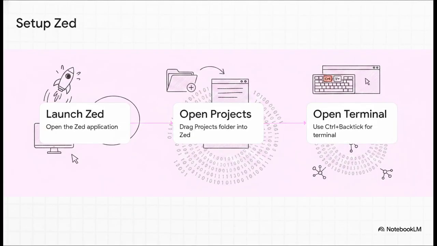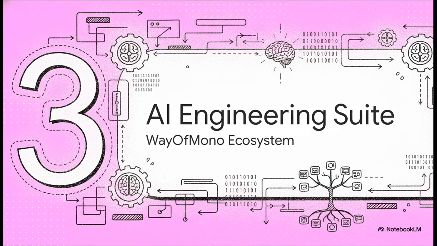Got those installed? Perfect. Launch Z and pull your empty projects folder directly into the window. I know it looks a little empty right now, but that is exactly what we want. Fire up the integrated terminal. You can just use Control Backtick for that, and you are now perfectly positioned for the command line setup coming next. Section 3, the AI engineering suite.